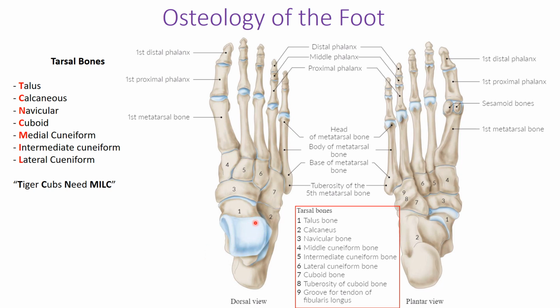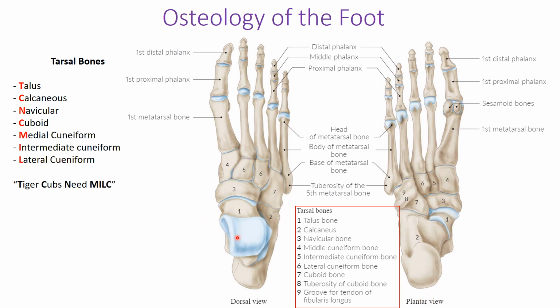The first is your talus. Your talus is the weight-bearing bone that is articulating with the tibia, and it's going to be located a little bit medially. And just for orientation, this is a top-down view of the foot, or a dorsal view, whereas this is a plantar view, looking from the bottom of the foot up.